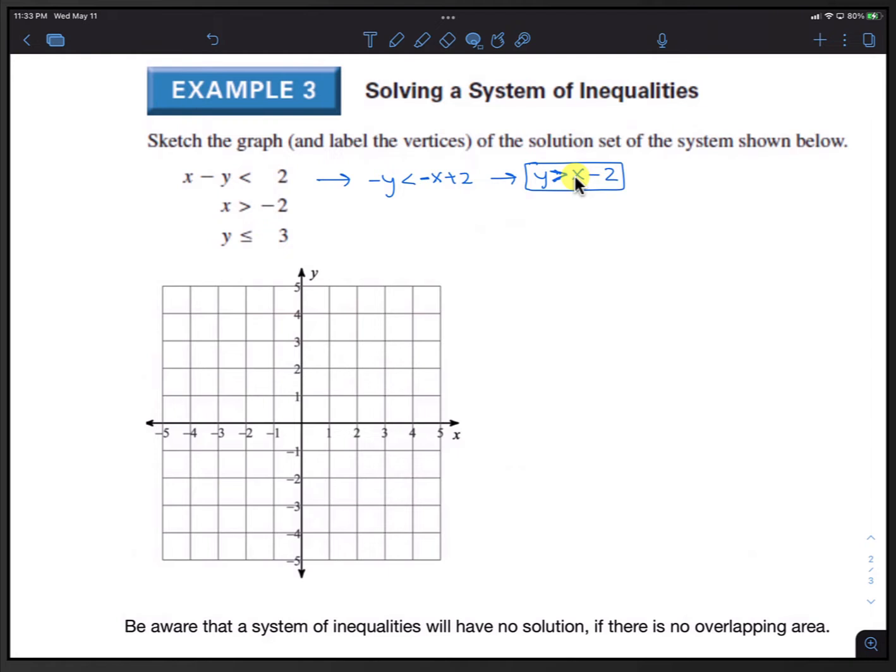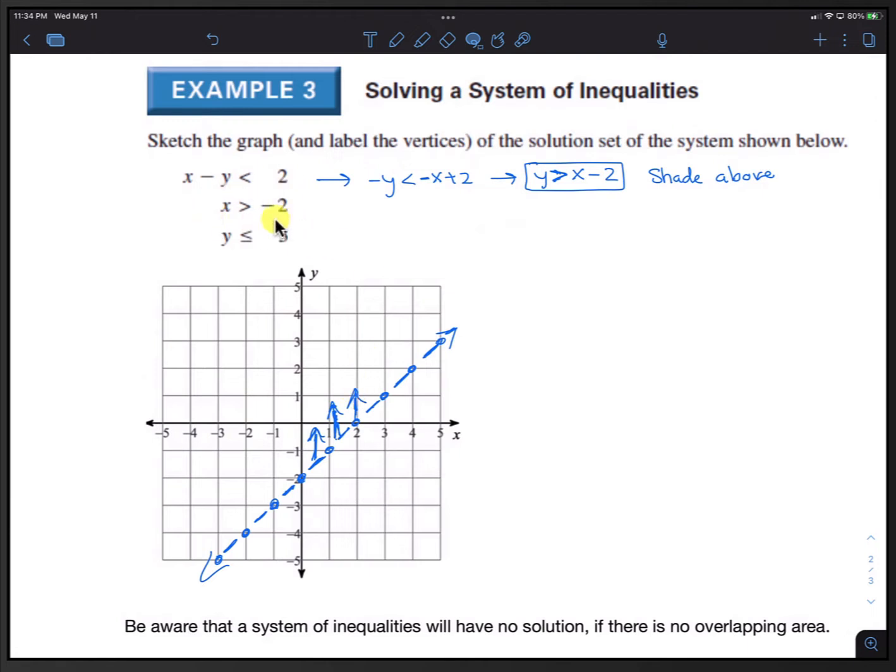Now the reason that's helpful is because if y is greater, that means it is going to be above the line. So when we graph it, we're going to make sure that we shade above the line. All right, let's go ahead and graph that. You remember we graphed this equation before. It has a y-intercept of negative 2 and a slope of 1. So here we are crossing at negative 2 and then going up 1 and over 1, up 1 and over 1. It is a dashed line because it is greater than without the equal. And because it is greater, we know that we're going to be shading above this line.